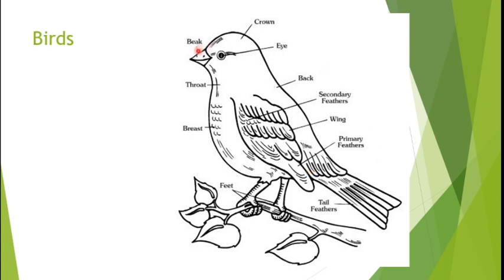As well, they use a beak to have different adaptations to different types of feeding. If they feed on nectar, the beak is going to be very long. If they feed on seeds, the beak is going to be very short.